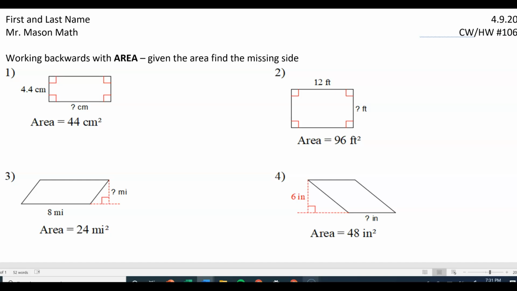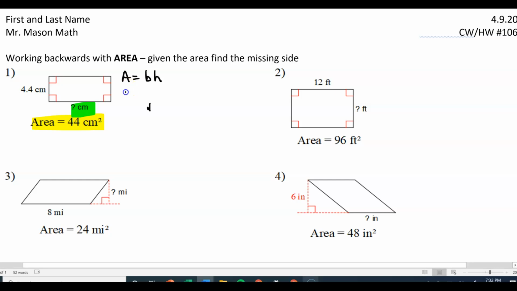All right. So first, the area formula for a rectangle is A equals BH. It's the same thing as a parallelogram. Those two are the same exact thing. So I am giving you the area in this problem, and I'm asking you to solve for a missing side. So your units are going to be regular because you are solving for a missing side.